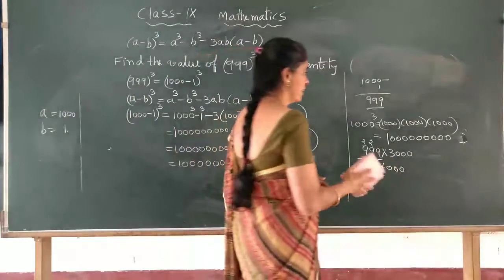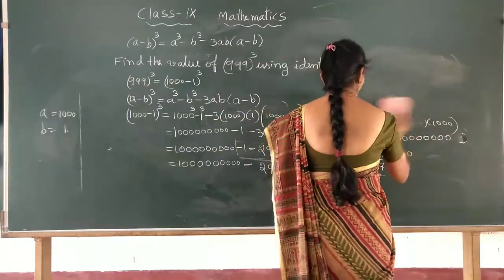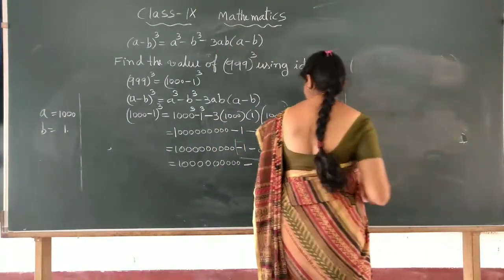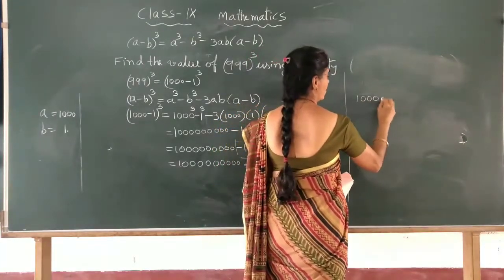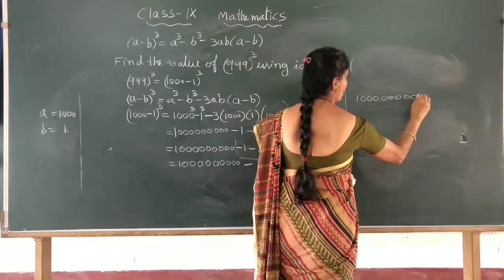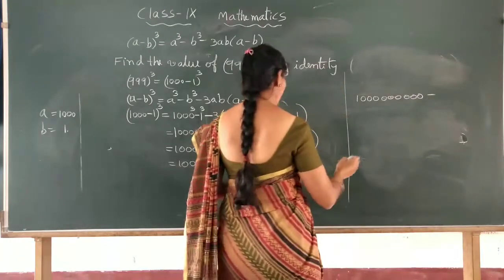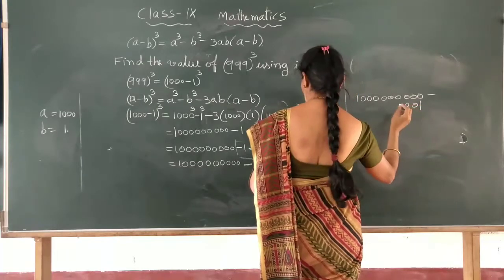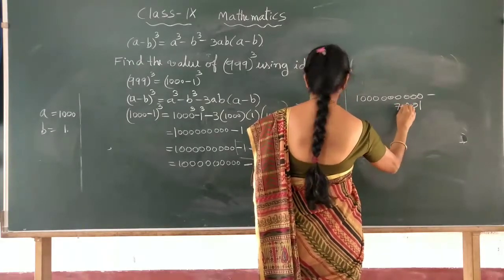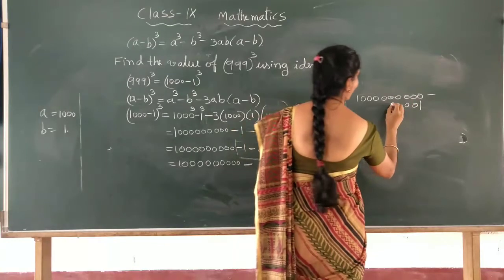If you have difficulty, write separately because you should not make a mistake. Minus your number. What is your number? 1 0 0 7 299.